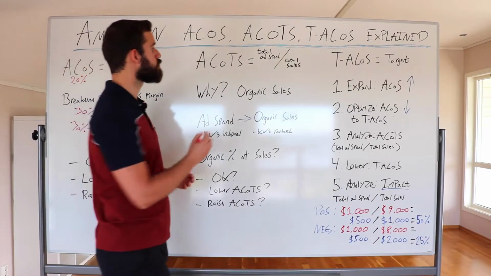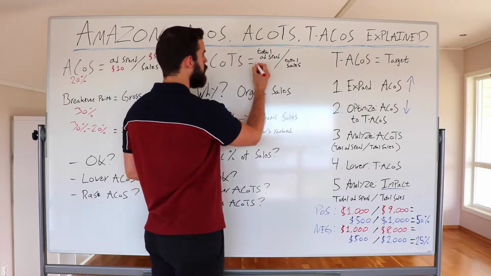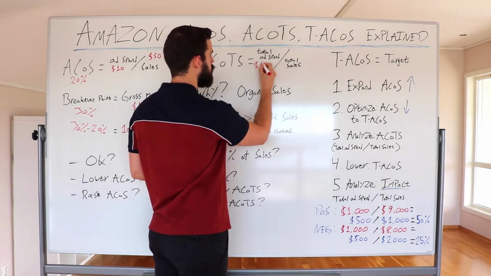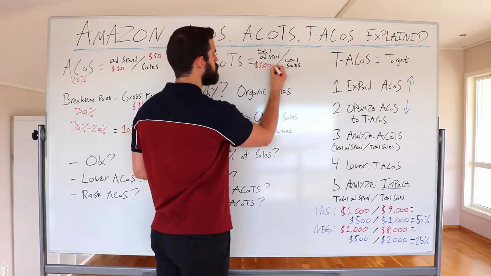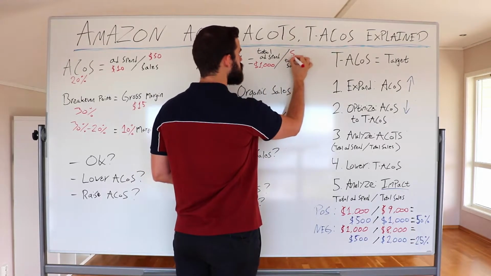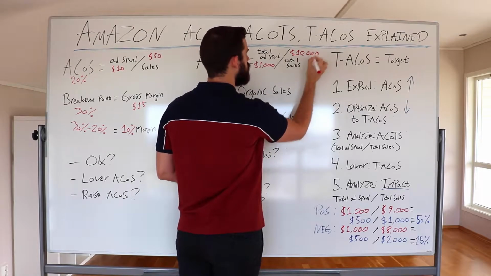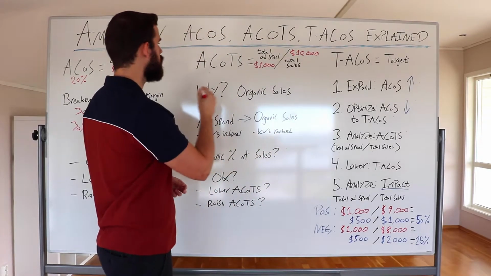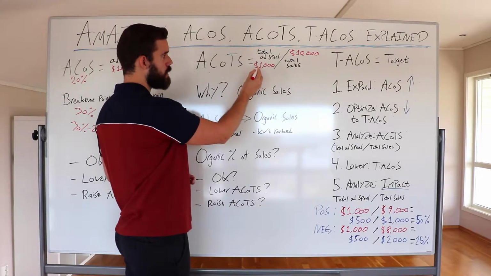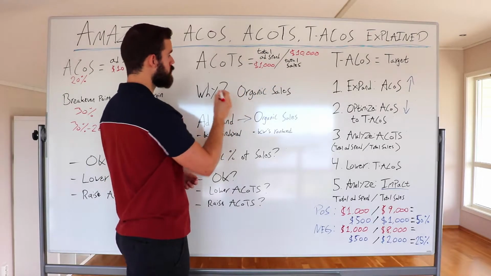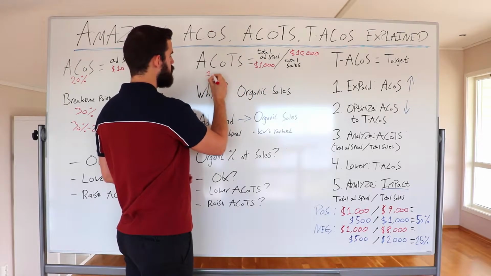So let's take an example. Let's say that your total ad spend is $1,000 and your total sales are $10,000. So this would be in a 30-day period. Now this would mean that the ACoTS, and this is total ad spend divided by your total sales, would be 10%.